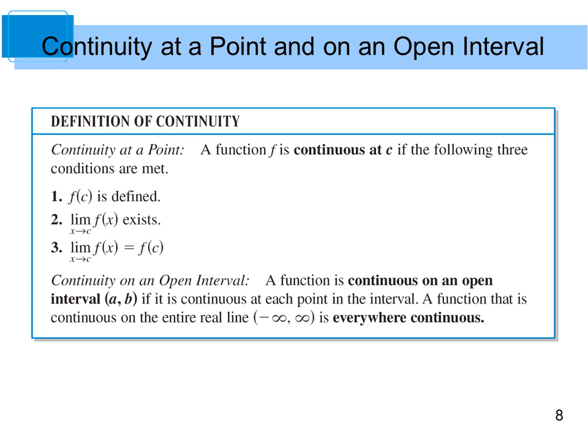Some functions are continuous everywhere, like quadratic functions, right? The parabolas, they're continuous everywhere. What other type of functions are continuous everywhere? Linear functions, cubic functions, any polynomial function, anything x to the 4, x to the 7, any polynomial function is continuous everywhere.